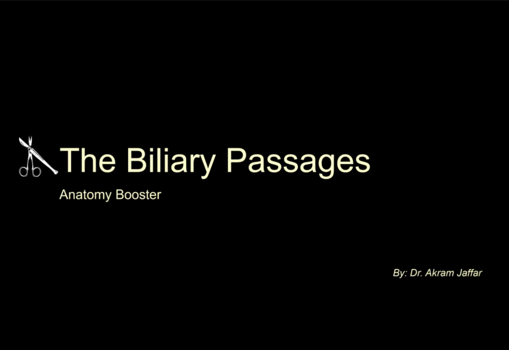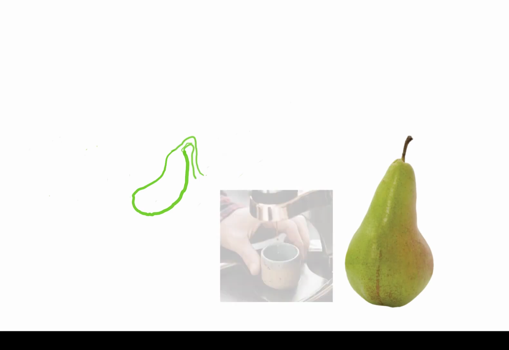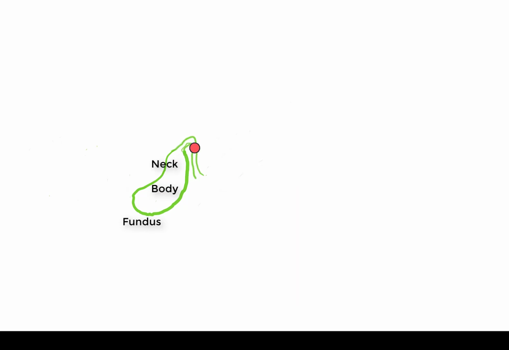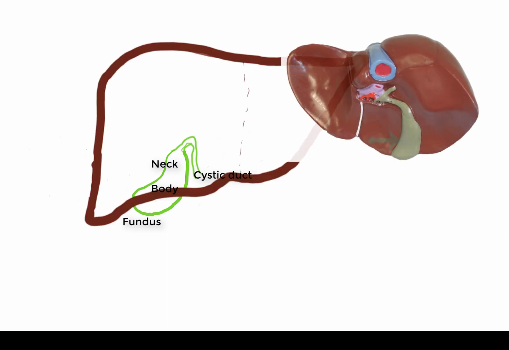Today I'm going to present a brief description of the anatomy of the biliary passages. The gallbladder is a pear-shaped sac with a capacity of about 50 ml. It has a fundus, a body that passes upwards, and a neck that joins the cystic duct. The gallbladder lies in a fossa on the visceral surface of the right lobe of the liver.